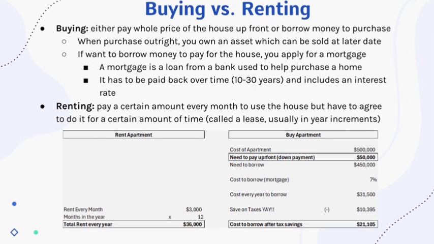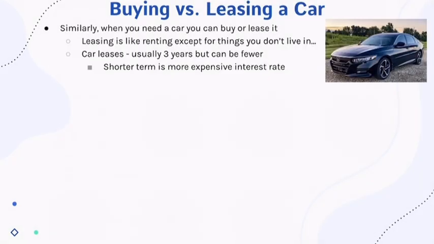Now, let's say you want to buy an apartment. The apartment costs $500,000 to buy, and you need to put down a percent for down payment. In this case, it was 10%, so put down $50,000. You need to borrow $450,000 called a mortgage. There is a cost to borrow that mortgage, in this case, 7% interest rate. So every year it costs $31,500 for the mortgage, but some of that money is tax deductible, so you save $10,395. So every year to borrow, you're paying $21,105.